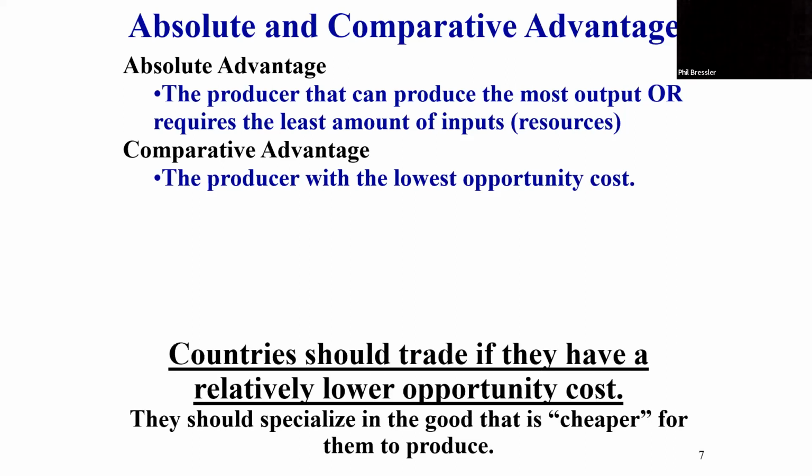All right. The country should trade if they have a relatively lower opportunity cost. Specialize in the good that's cheaper, meaning the good that has the lowest opportunity cost for them to produce.